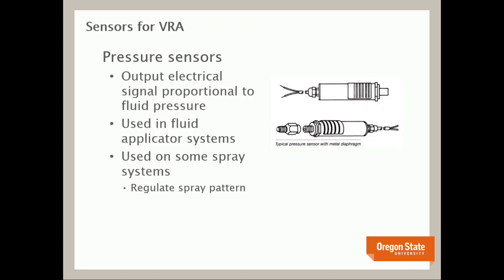Sensors for variable rate application include pressure sensors, which output an electrical signal proportional to fluid pressure, used in fluid applicator systems and on some spray systems to regulate spray pattern. A typical pressure sensor with a metal diaphragm is presented here.